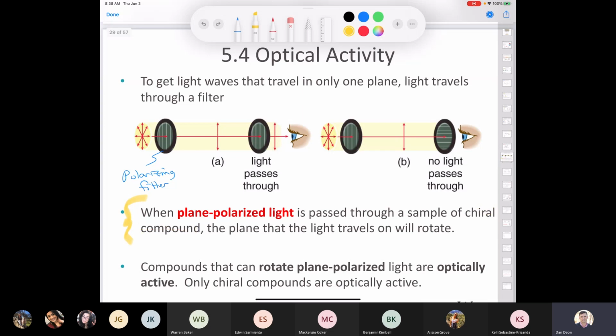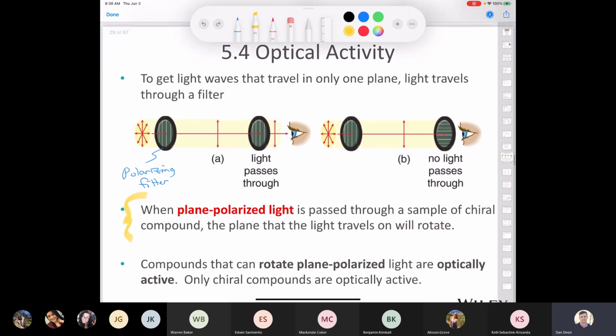Now, if you're wondering, and I wondered this the first time I heard it, how do you shine light through a molecule? Do you hold up the molecule with your hand and put a beam of light through it? No, of course not. What you do is make a solution, and I'll talk about that in a second. Compounds that rotate plane polarized light, like one isolated enantiomer, we call optically active. So a compound that rotates plane polarized light is an optically active compound.